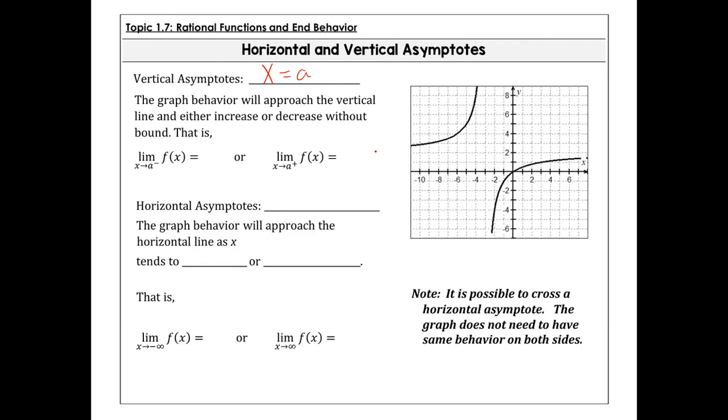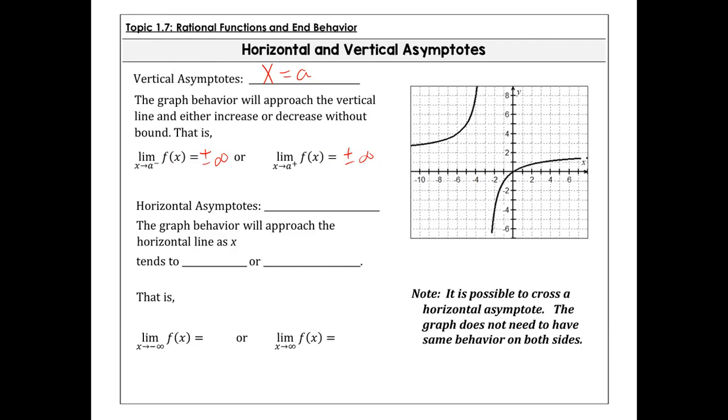So we use this graph here, and when I'm looking at this graph, it's either going to be plus or minus infinity. Plus or minus infinity is what you're describing your asymptote behavior.